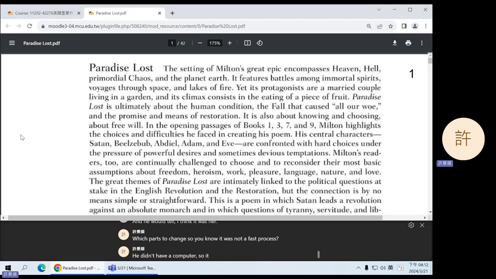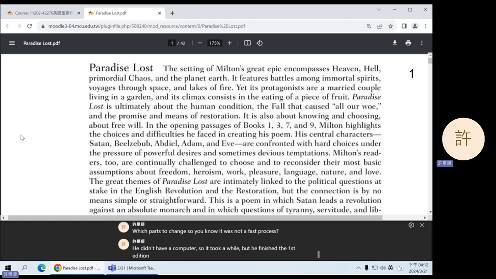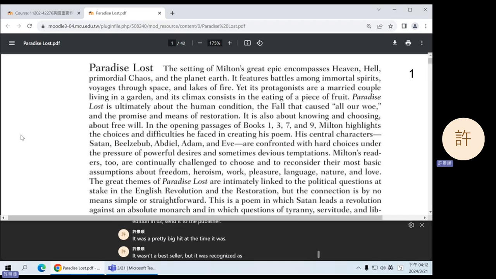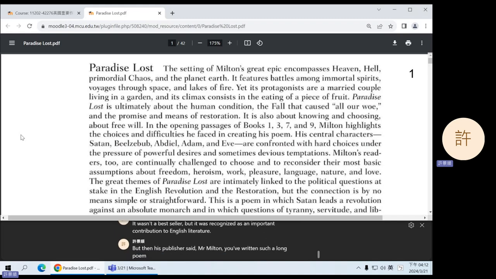So it took a while, but he finished the first edition in '62 and sent it to the publisher. It was a pretty big hit. At the time, it wasn't a bestseller, but it was recognized as an important contribution to English literature. But then his publisher said, "Mr. Milton, you've written such a long poem, and it's so great, but the language sometimes makes it hard to understand." So not just for us, it's also for them, right? Even at that time, it was not exactly easy to understand.